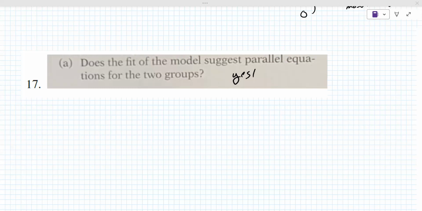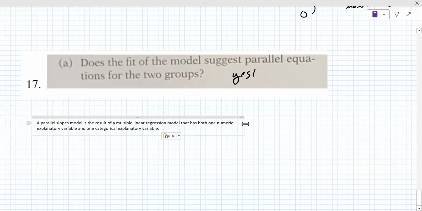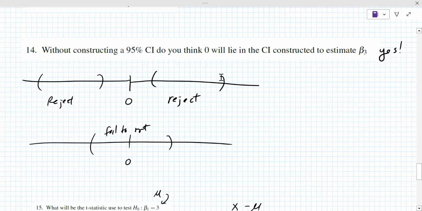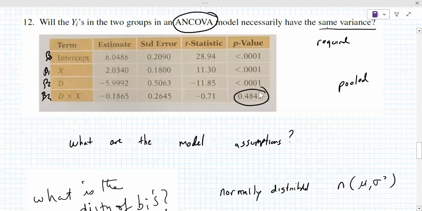Again, this is just straight out of the internet, but it suggests that a parallel slopes model is the result of a multiple linear regression model that has both one numeric explanatory variable, which is what you have, and one categorical explanatory variable. That's your X, and that's the D. But why? Is it yes because the p-values are significant for both X and D? That's the direction I'm leaning. That's why it is the case.